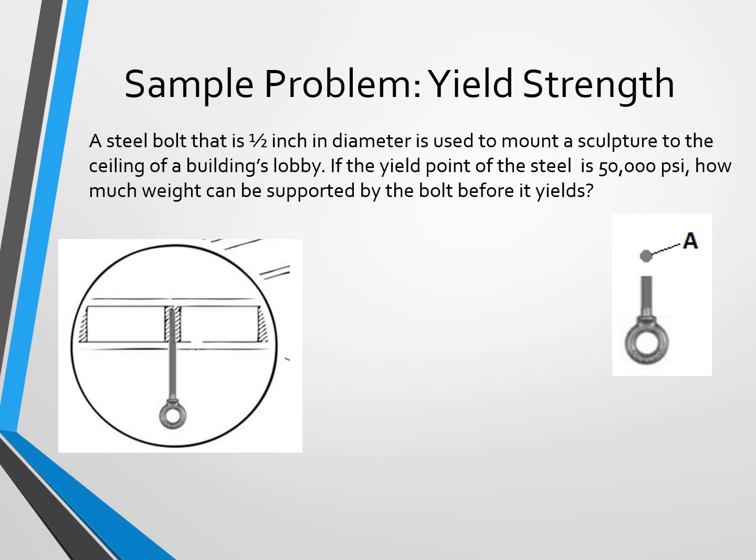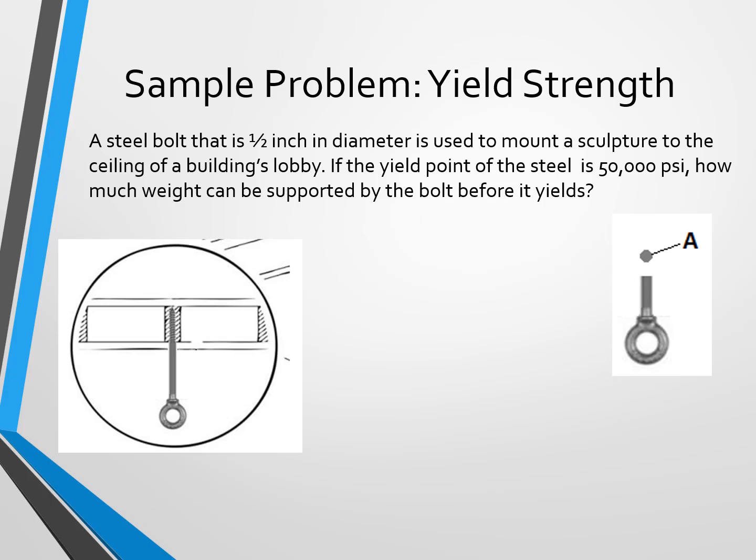So let's take a look at an example. Here we have a steel bolt that is 1/2 inch in diameter, and it is used to mount a sculpture to the ceiling in a building's lobby. If the yield point of the steel is 50,000 psi, we're asked to find how much weight can be supported by the bolt before it yields.